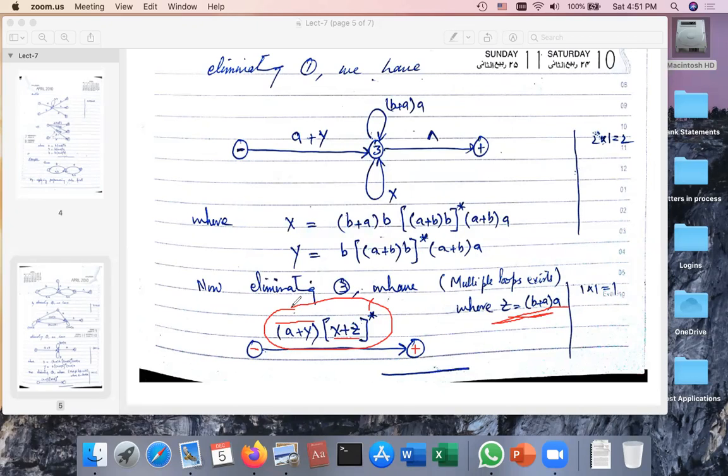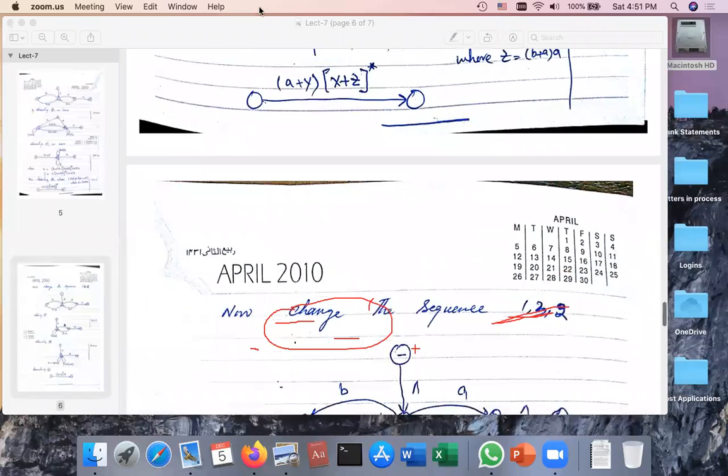Okay, and this topic is now concluded, how you can convert an FA into a regular expression. I hope that you have enjoyed this lecture. Anyhow, let's take another simple example now.